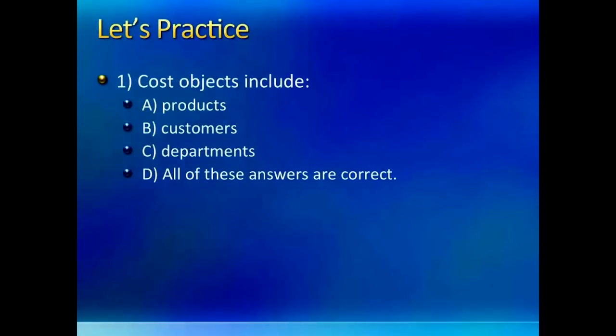Let's pause briefly and review. Remember, a cost object is anything for which cost can be measured. We can measure costs of products, costs of servicing customers, costs of running departments. So, all of these answers are correct. So, our answer is D. Let's look at this one.